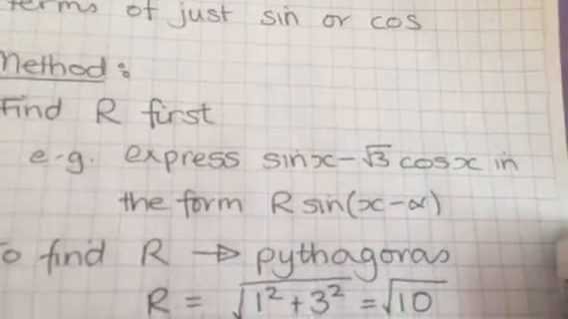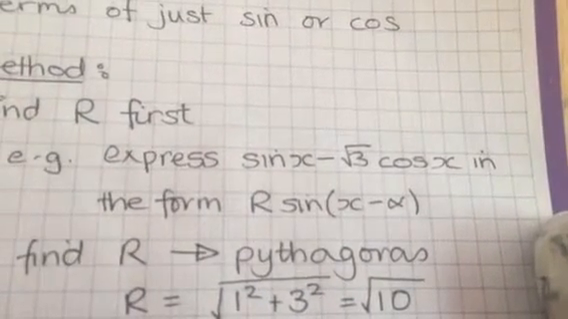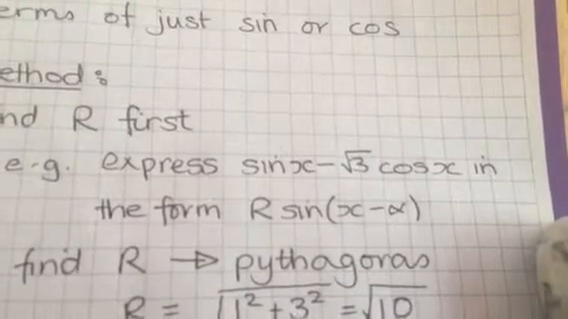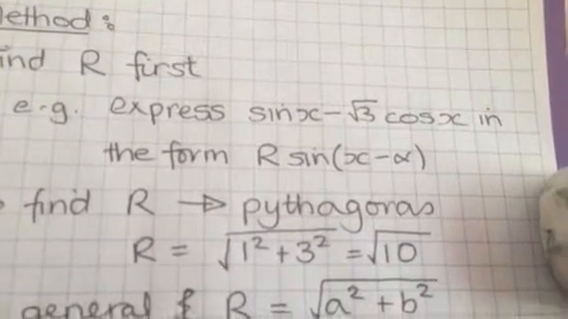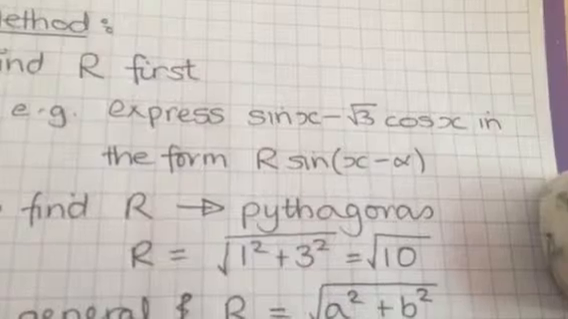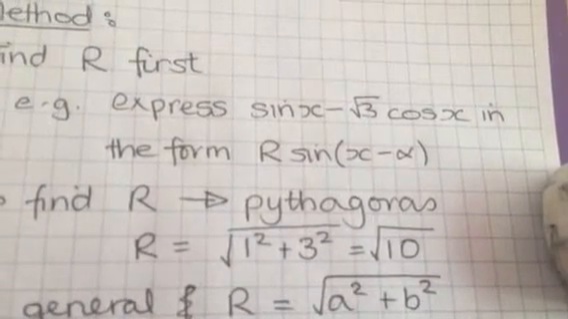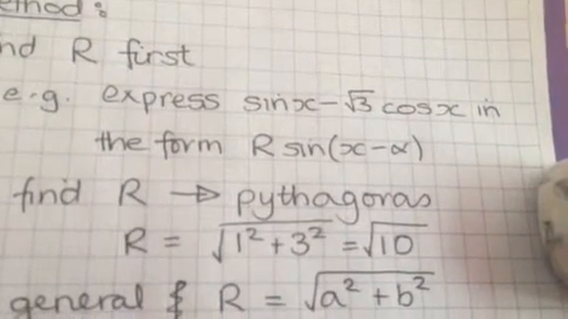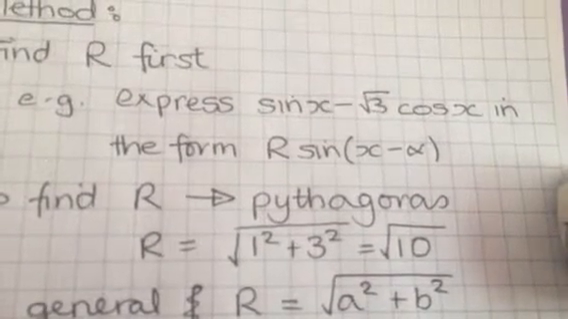So for example, if we've got: express sin x − root 3 cos x in the form R sin(x − alpha), we just look at the coefficient of sine and the coefficient of cos, and use Pythagoras. So in this case we've got 1 sin x and we've got minus root 3 cos x. So to find R, it's just 1 squared plus 3 squared, square rooted. It doesn't matter whether it's a plus or minus for the root 3, because when you square it, it will be positive. So we get that R is root 10.